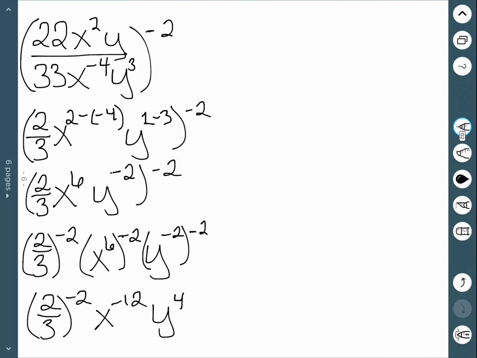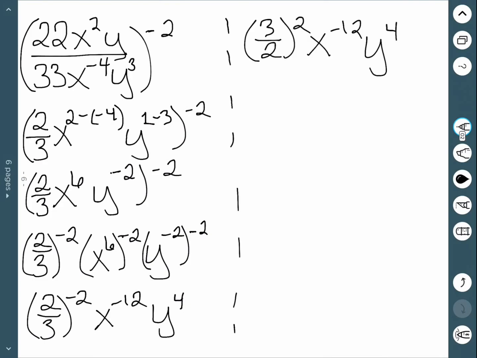Now that we've done that, let's start to deal with this number out front, this 2/3 to the negative 2. Essentially, a negative exponent reverses the fraction. So this 2/3 to the negative 2 is the same thing as 3 over 2 squared. The negative sign is going to just flip the fraction over.